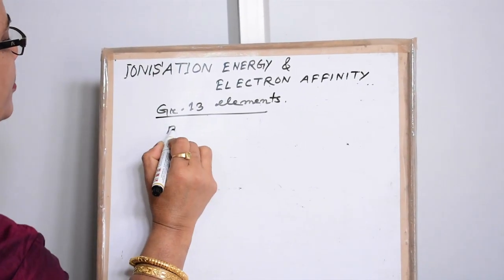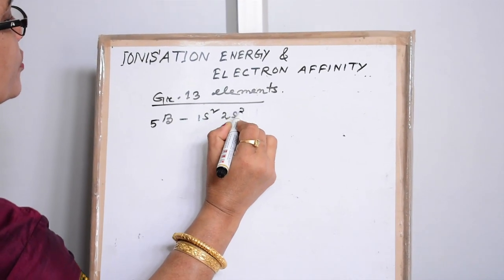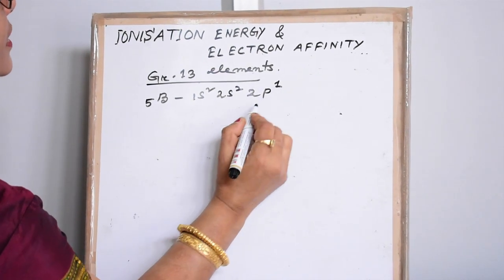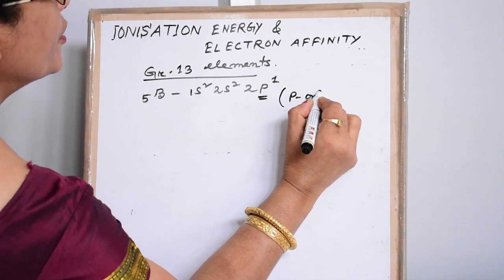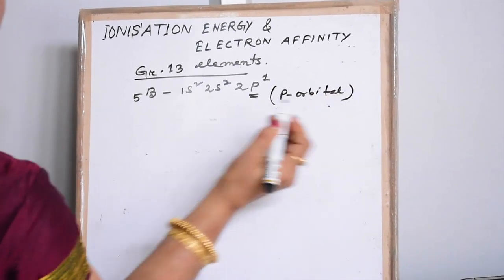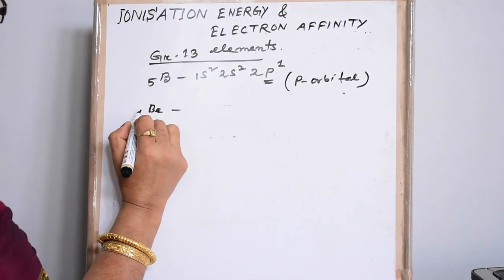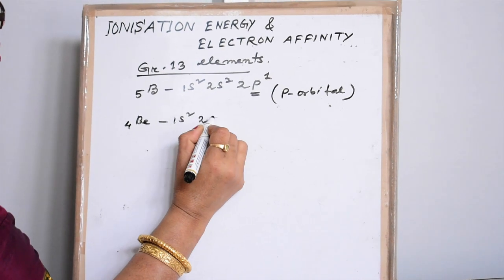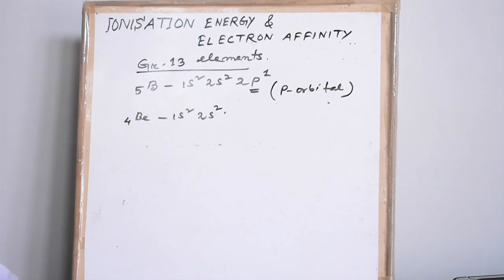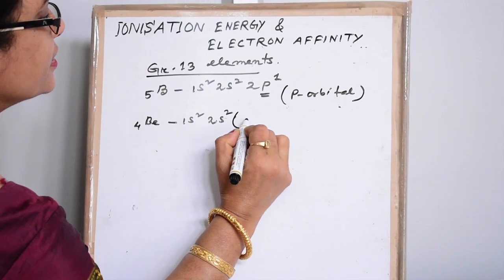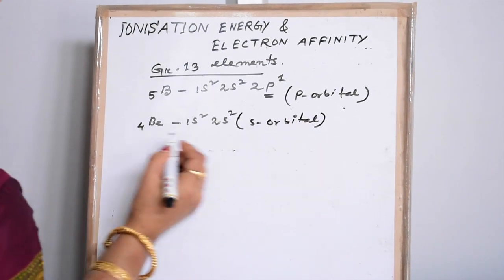Suppose boron, 5, 1s2, 2s2, 2p1. The last electron is in the p orbital. If you consider beryllium, 4, 1s2, 2s2, the last electron is in the s orbital.